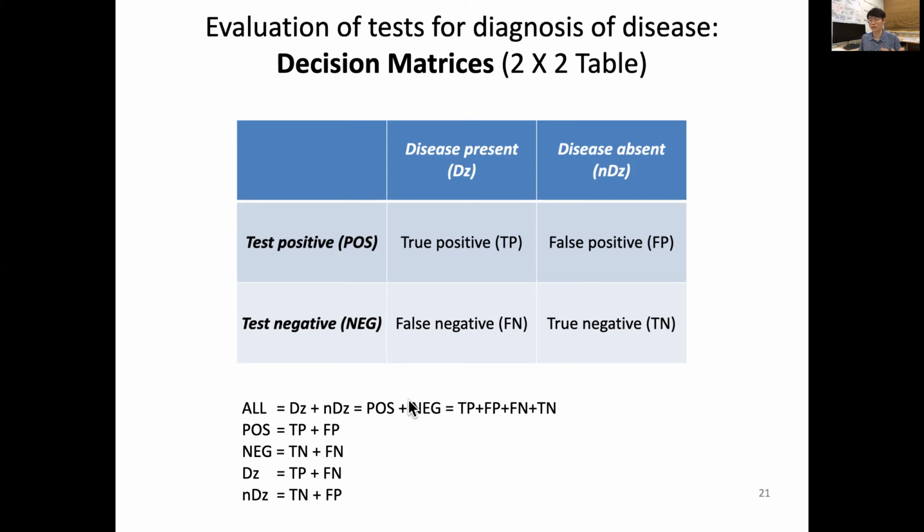So all the positive plus negative, which means all these 4 elements sum together: true positive, false positive, true negative, false negative. That's all. And what are the positive? Positive is true positive plus false positive. What are negative? True negative plus false negative. What is the disease? Disease is composed of true positive plus false negative. Likewise, no disease is composed of false positive plus true negative. So with this, we will define more specific parameters.